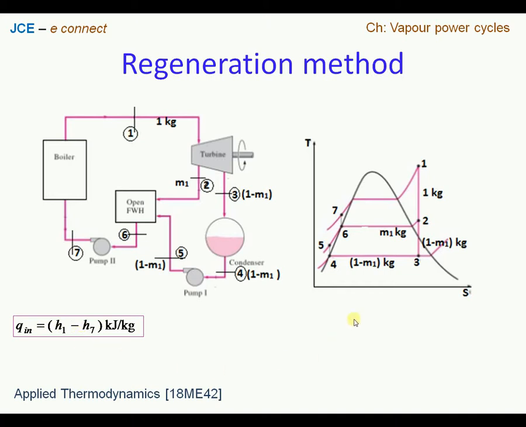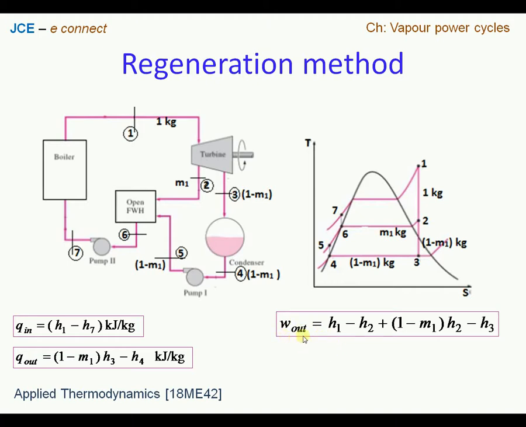Similarly, the heat rejected happens from section 3 to 4 in the condenser. That is happening considering a steam of 1 minus m1, not 1 kg. Therefore the heat rejection at the condenser end is H3 minus H4 considering a steam of 1 minus m1, in terms of kilojoule per kg basis. Now let us look at the work quantities.